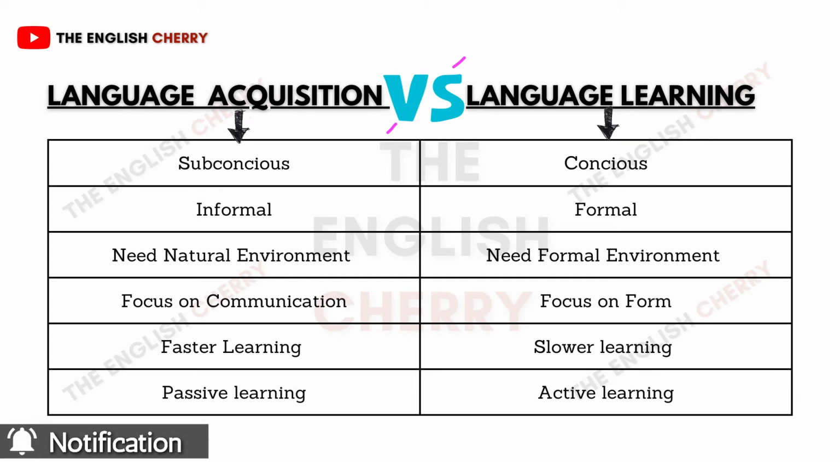And in language learning, more than communication, form is focused. Means, a structured way is followed to learn. For example, while writing, a child is first taught how to use a subject, then verb, and then the object. Then, faster learning is achieved in language acquisition.